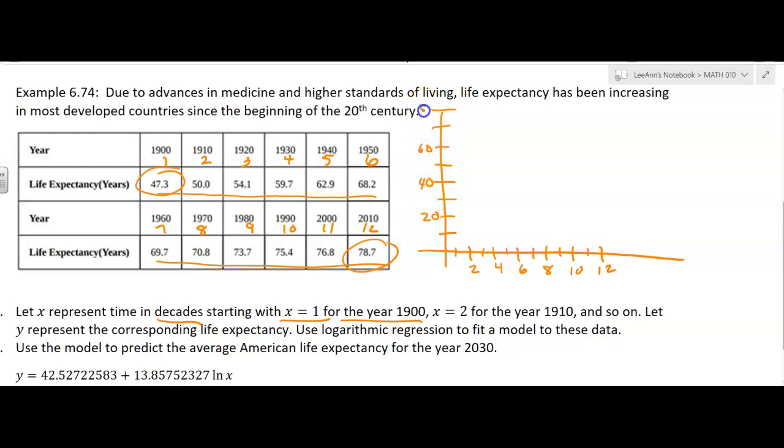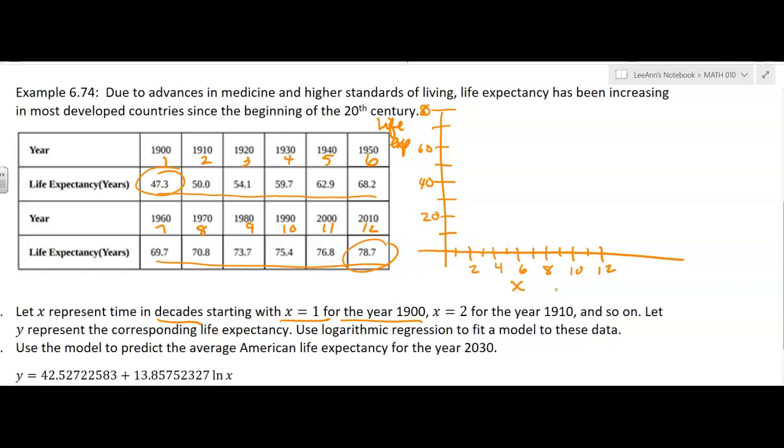Kind of similar to the last one. And this is life expectancy on this axis. And this is, well, it's the x value in our model. We'll just label it x. It's representing, though, the decade after 1900. So that's a little bit tricky. So we'll just let it be x for labeling purposes.